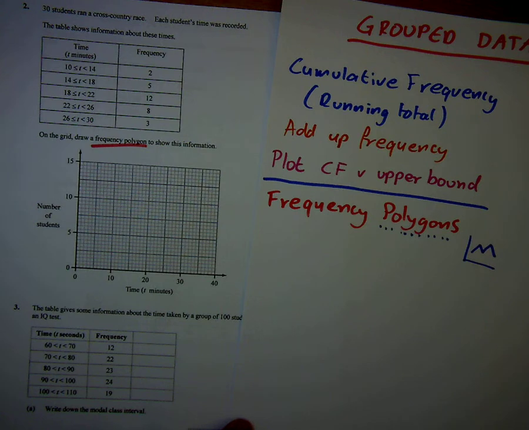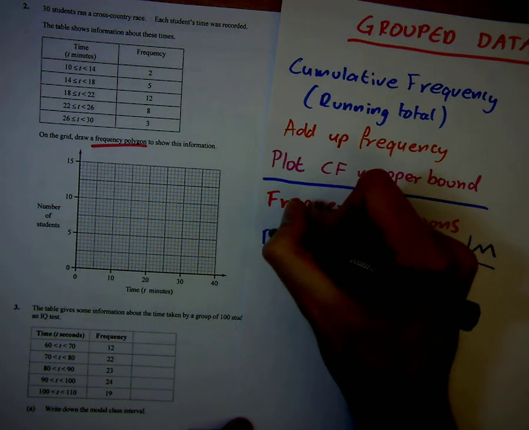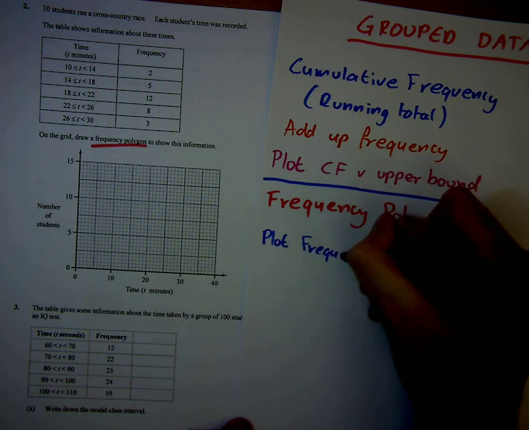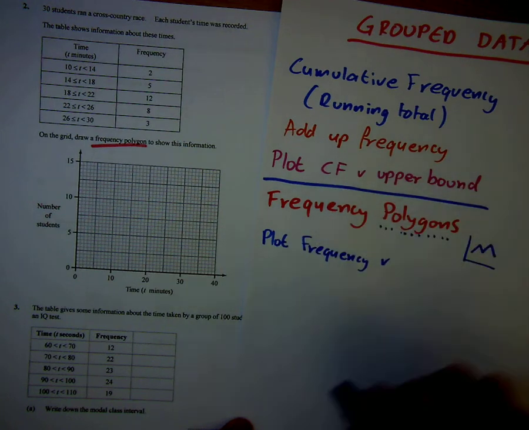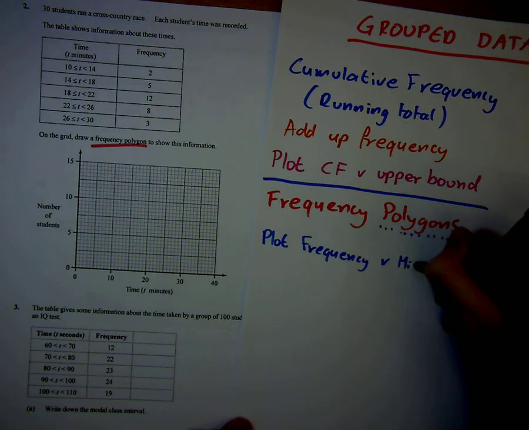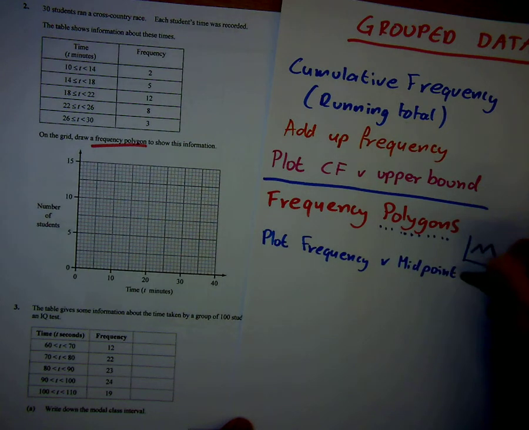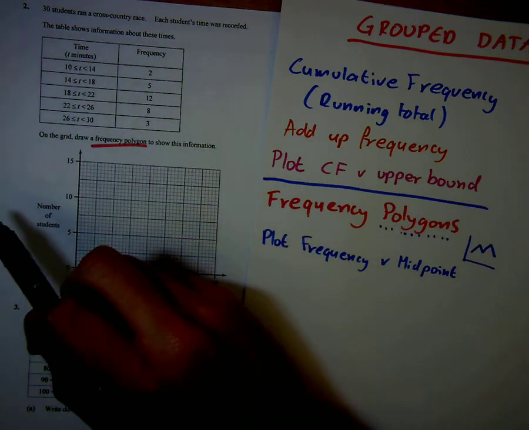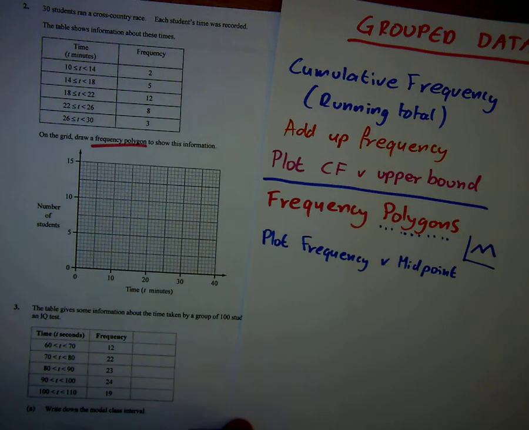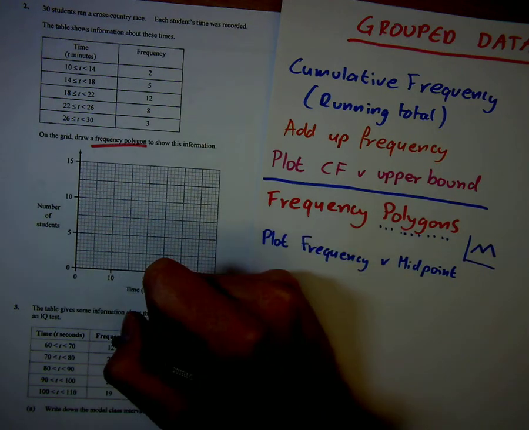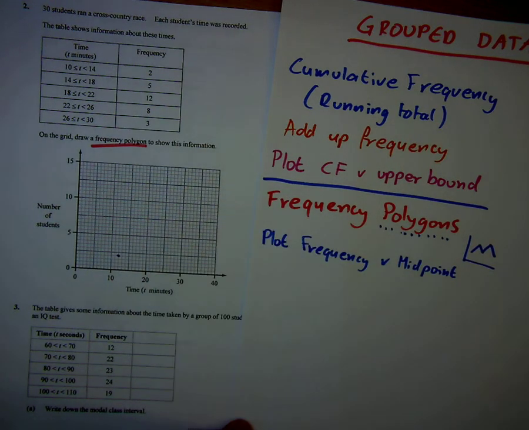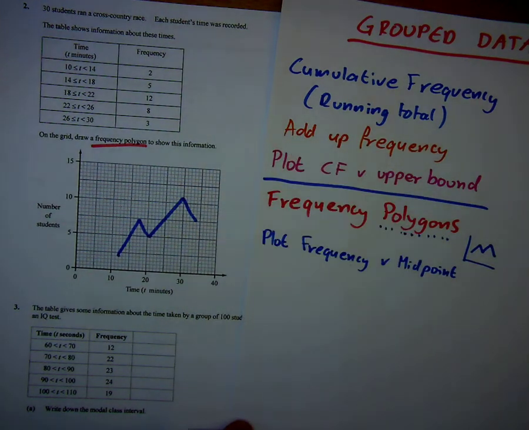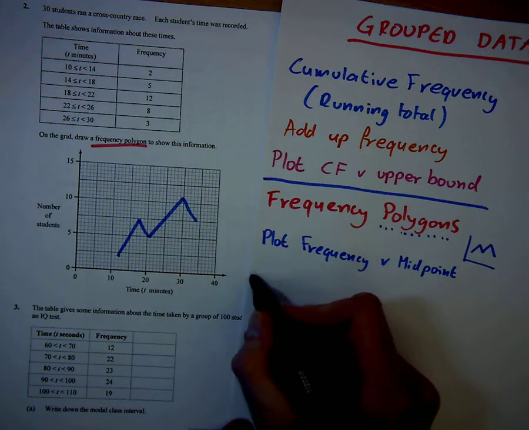And all we do for this is plot the frequency against the midpoint. So in this example, we've got a group which is 10 to 14, the midpoint is going to be 12, the frequency is 2, so go to 12 minutes, 2 students, plot a point there. Keep doing that, and then we're going to have something that looks a bit like that, and that's a frequency polygon. Pretty simple, this one.